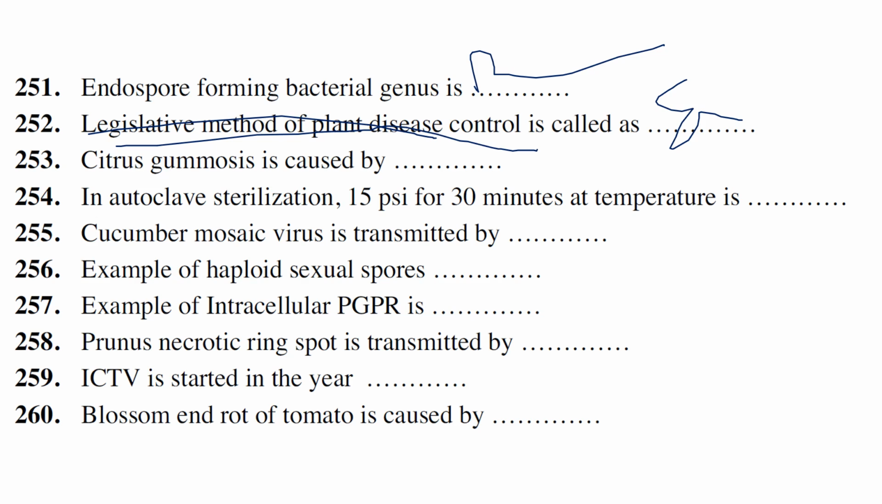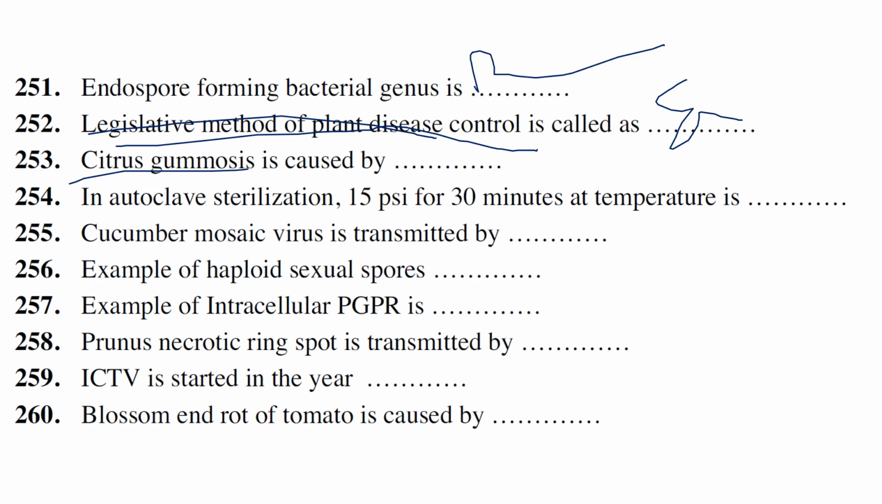Citrus gummosis is caused by Phytophthora species. Various kinds of Phytophthora are responsible. It has been reported that there are 6 species of Phytophthora responsible, such as Phytophthora palmivora, Phytophthora citrophthora, something like that. Generally, Phytophthora species are responsible for citrus gummosis.